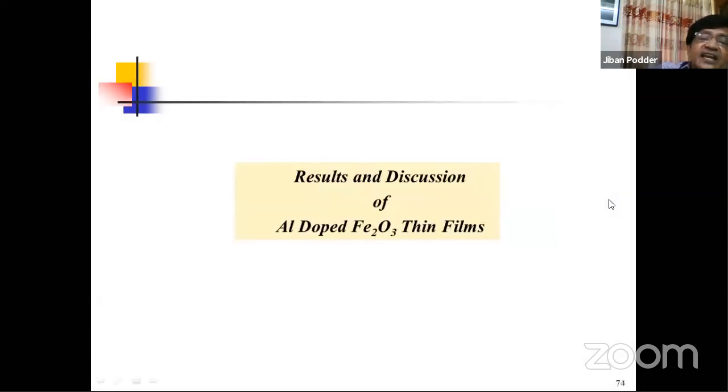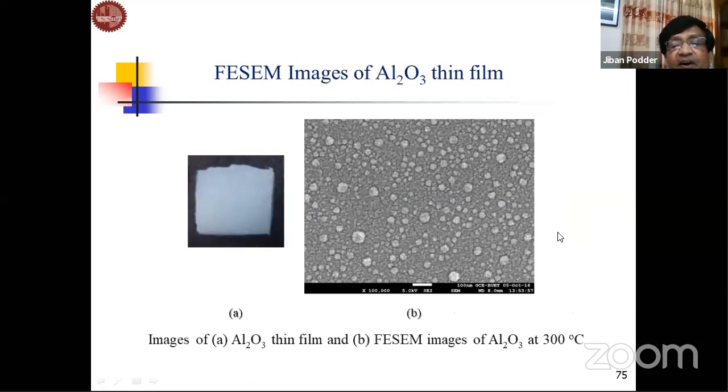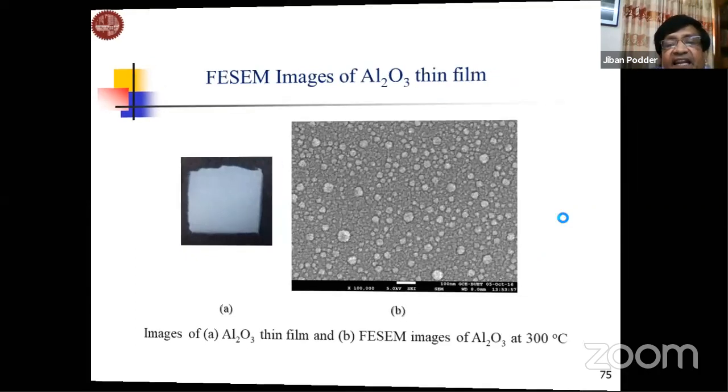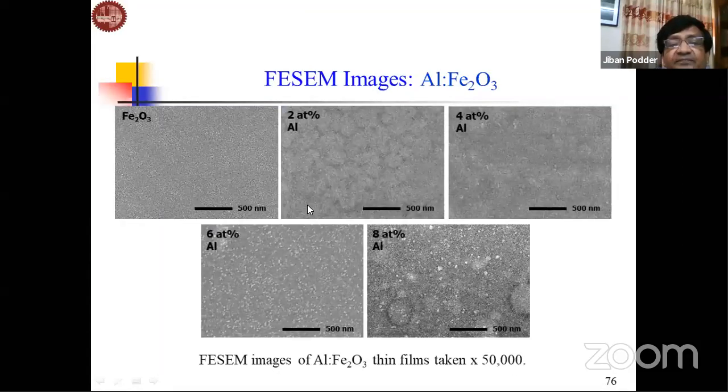Third, aluminum doped iron oxides also. That is all part of my student's PhD work. She did it. This is the pure iron oxide deposited at 300, and these are the small grains we have seen here. Next, you see the iron oxide doped with aluminum: this is the pure form, then 2 atomic percent, 4 atomic percent, 6 and 8 atomic percent.